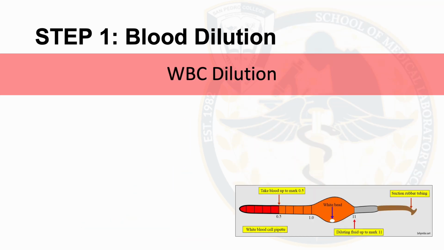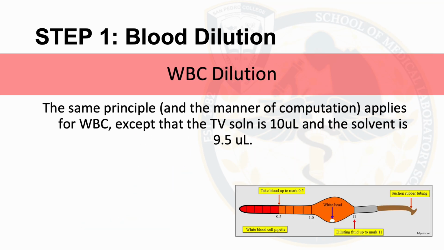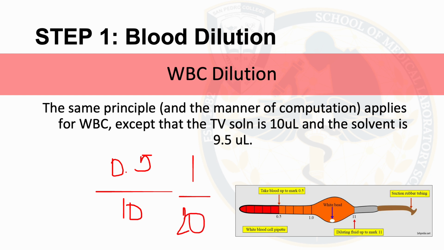So, let's proceed to your WBC dilution. It applies the same principle except that the total volume of the solution this time is 10 microliter. It's not 100. So, what you do is 0.5 divided by 10, not 100. So, in that case, you can come up with 1 is to 20. 1 is to 20 dilution.